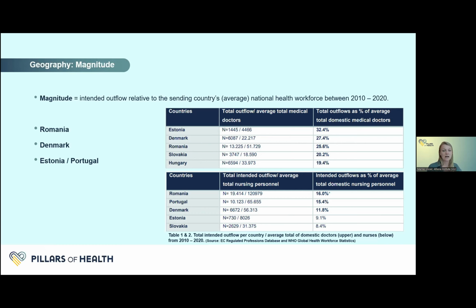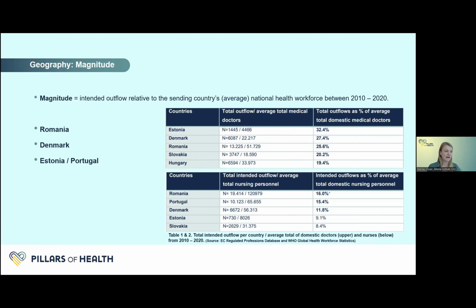For that reason, we also looked at this intended outflow relative to the country's average national health workforce. For that, we used outflow data from the regulated professions database, and the average national health workforce data from the WHO Global Health Workforce Statistics. Calculating this outflow divided by their average number of medical doctors or nurses, we can see that, for example, Estonia, Denmark, and Romania for doctors show the highest magnitude of outflow, which is over 25% over these 10 years. If you divide it by 10, it comes down to, on average, a bit over 2.5 to 3% of their doctor workforce.